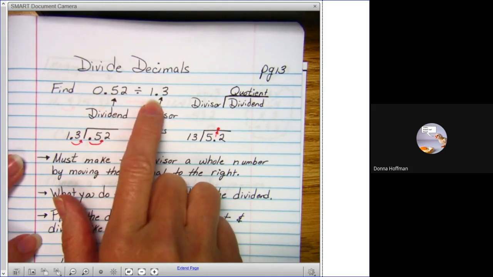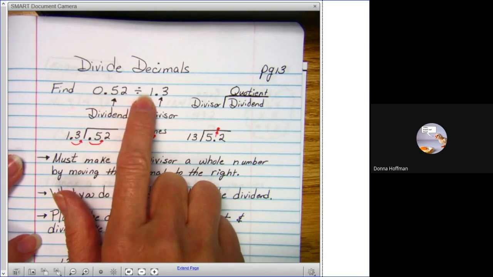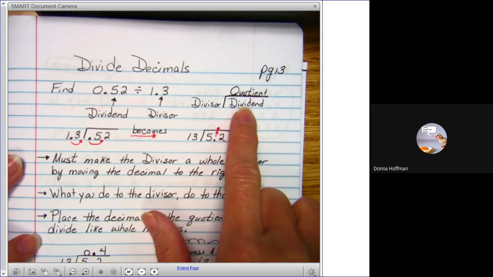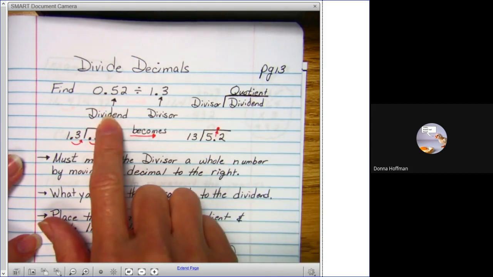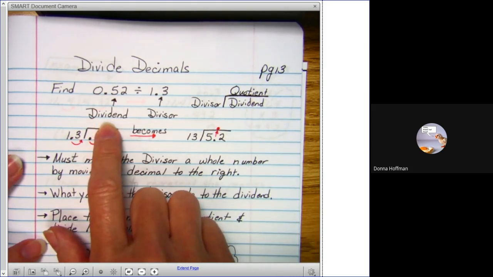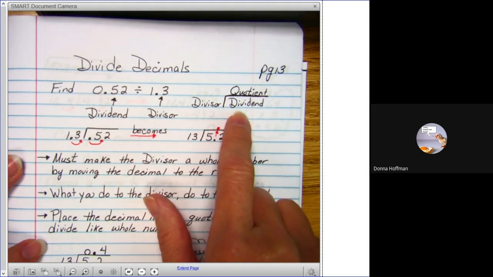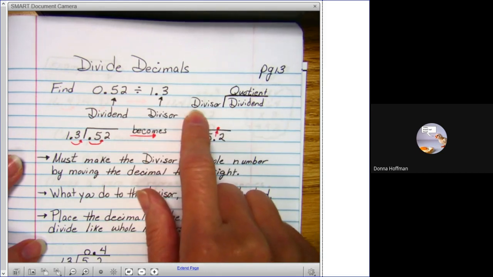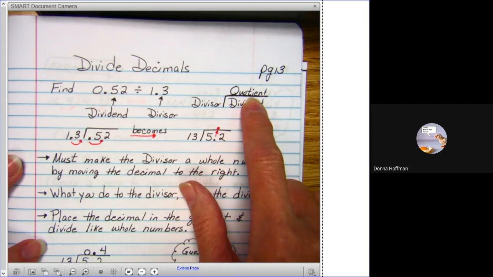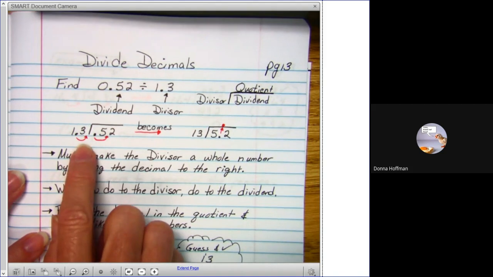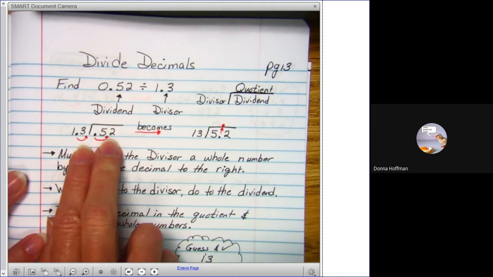You have to know whenever problems like this are presented to you horizontally, what the pieces and parts are, so you know how to place them in the division box. The first one always presented is called the dividend, and the second one's always the divisor. The dividend always goes inside the division box, and the divisor goes outside the division box. And of course, we know the quotient is the answer to your division problem. So what they're saying here is 1 3/10 divided into 52 hundredths has to be changed.